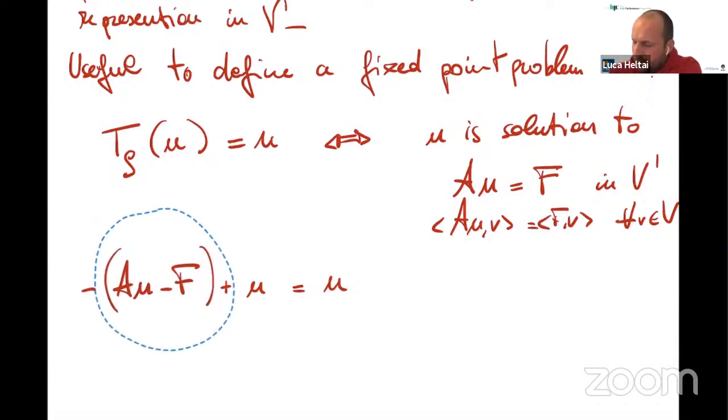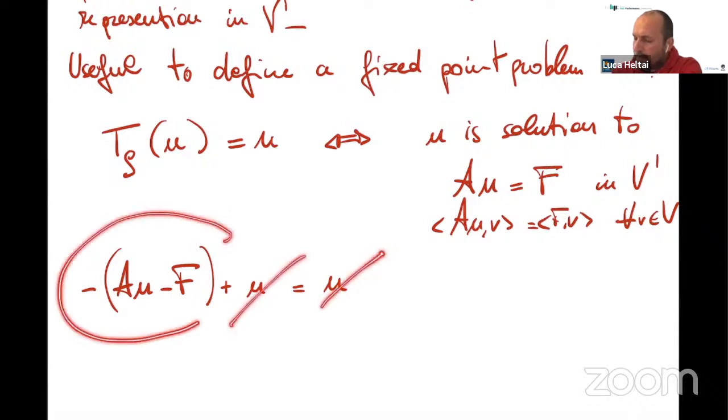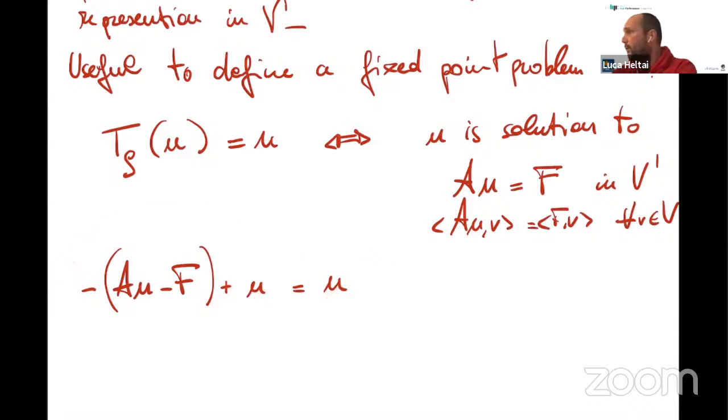So I would like to add and subtract u to this object on the left-hand side, so that when u is a solution of this problem, you can simplify the two things that appear on the right, and you would get that minus Au is equal to f on the left. However, I cannot do this because I would be comparing apples and pears, because this object over here belongs to V prime, while this object belongs to V.